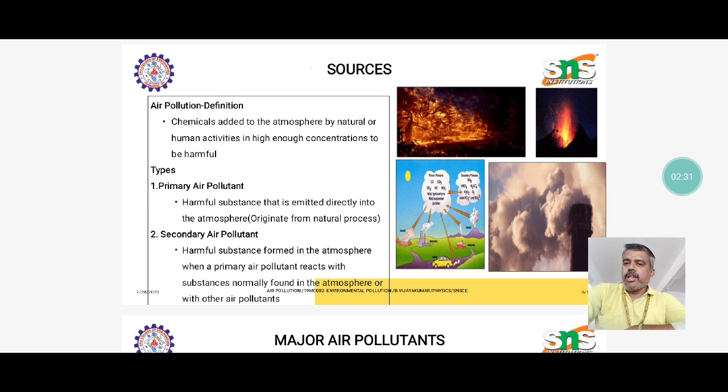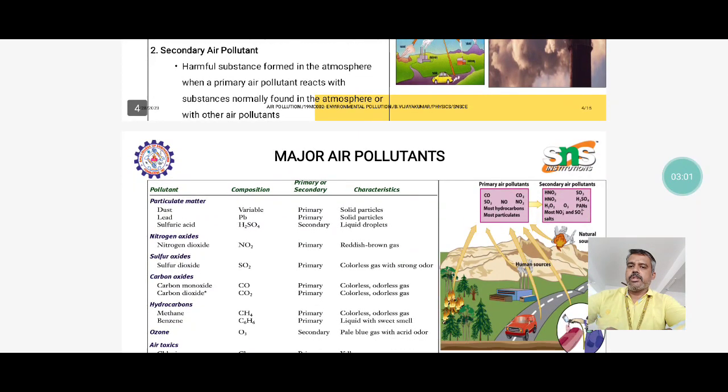Then the second one is a secondary air pollutant. It is a harmful substance formed in the atmosphere when a primary air pollutant reacts with substances normally found in the atmosphere or with other air pollutants. So chemicals, forest fires, smoke, acid rain, many of these are formed as secondary air pollution.